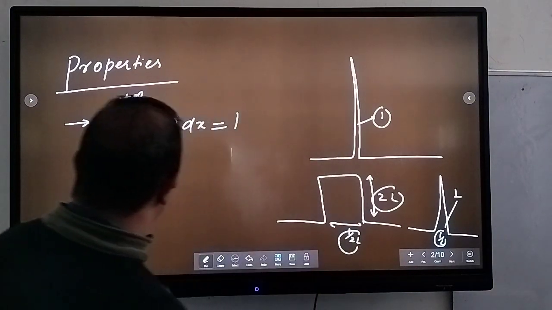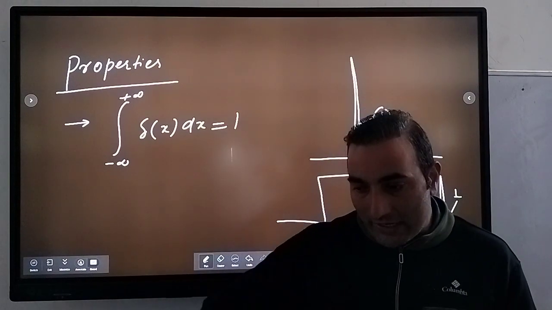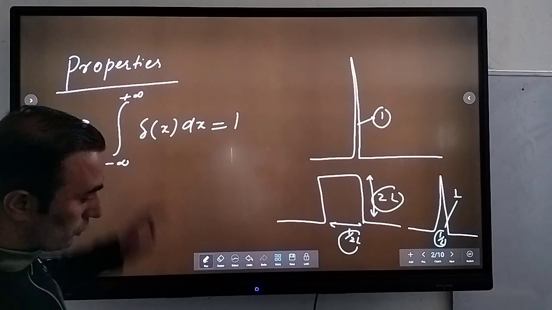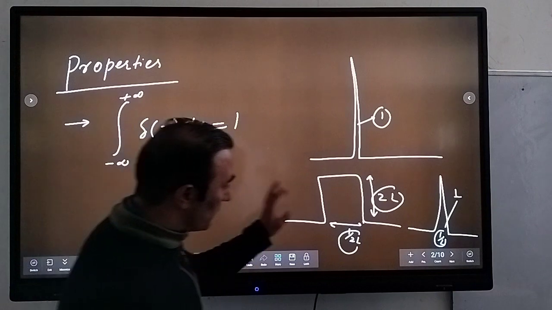Or you can say that this L goes to infinity. In that case, the area under that curve will be equal to 1. So this is the first property: the integral from minus infinity to plus infinity of delta of x dx is equal to 1. Okay, so this is the first property.